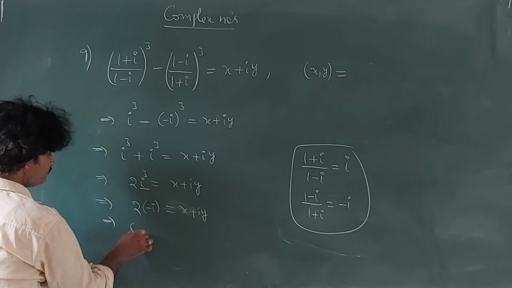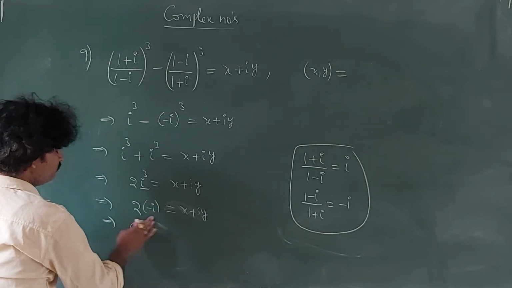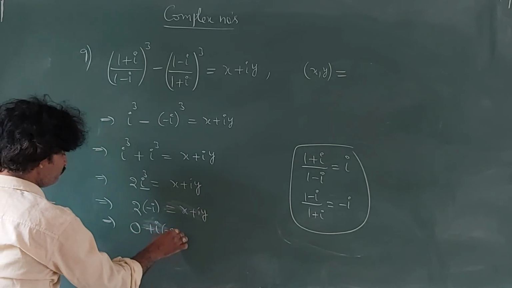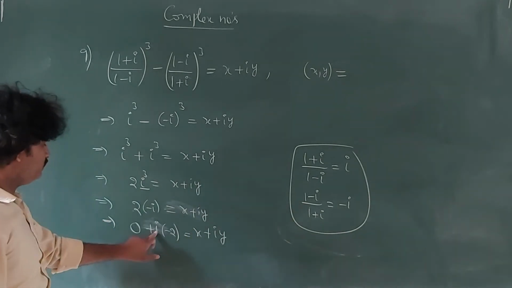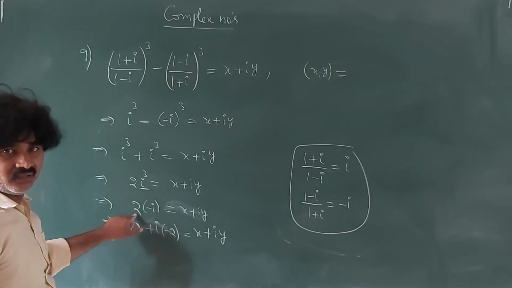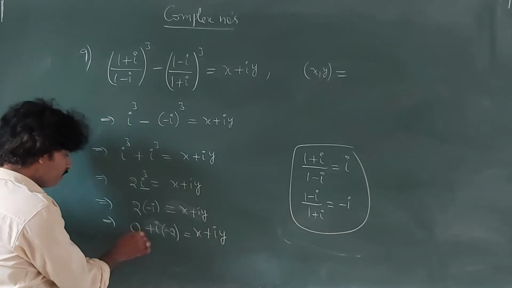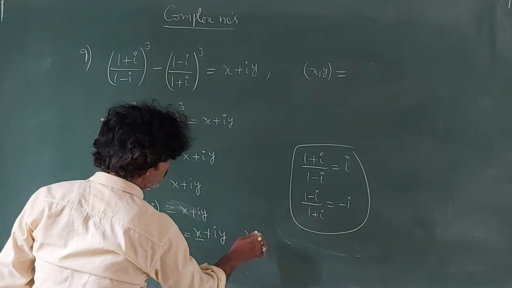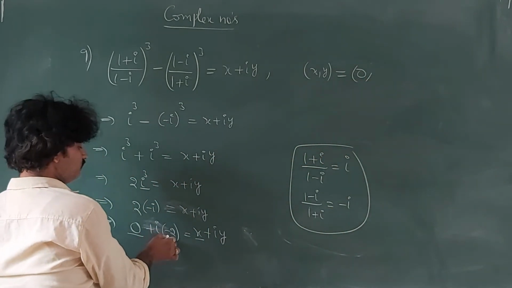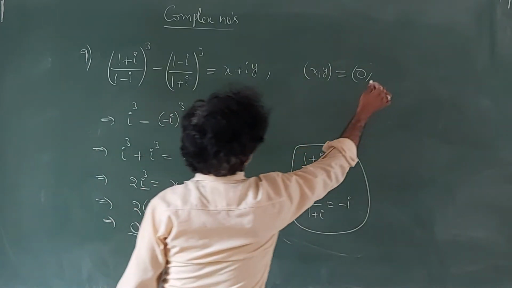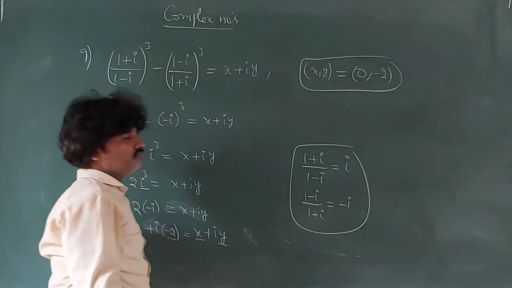This one can be written like this as 0 minus i into 2, or 0 plus i into minus 2, equal to x plus i into y. Same or not? I wrote exactly in this format. Now if you compare, x value, real part is 0, comma, what is the imaginary part? Minus 2. So y value is minus 2. The answer is 0, comma, minus 2.